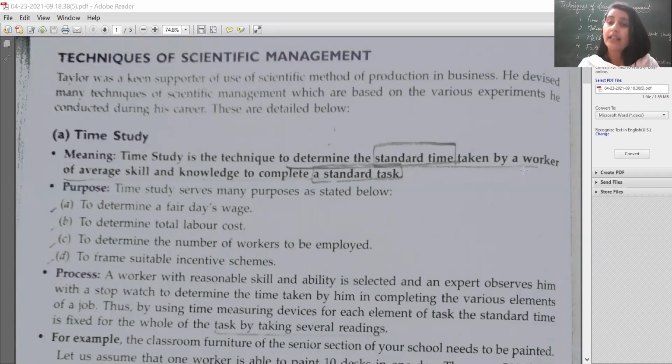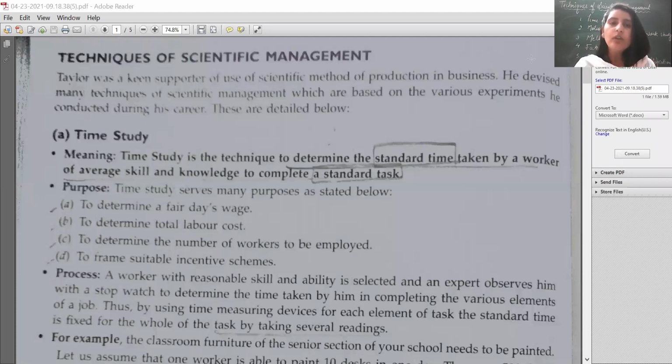So this is another way of calculating labor cost also. Like 50 workers are required for this work. And if one labor's wage is 200 rupees per day, so 50 workers into 200 rupees, like this we will calculate what the labor cost is for this particular day. Got it? Number 3 is to determine the number of workers to be employed, that you have calculated.